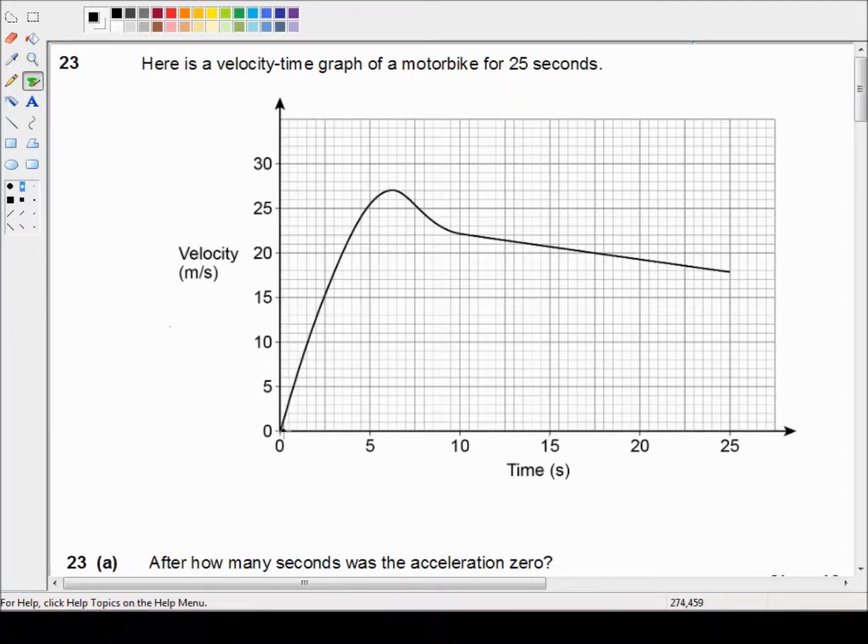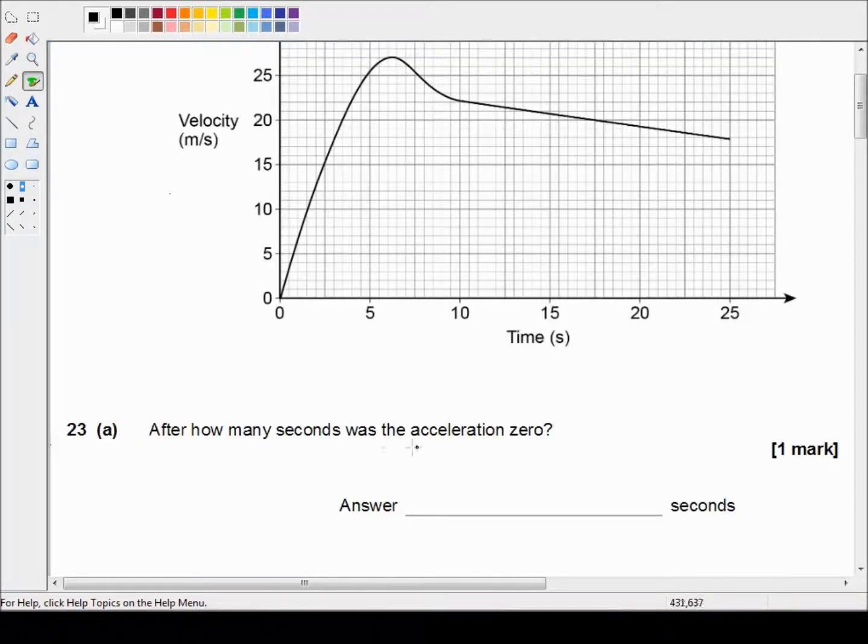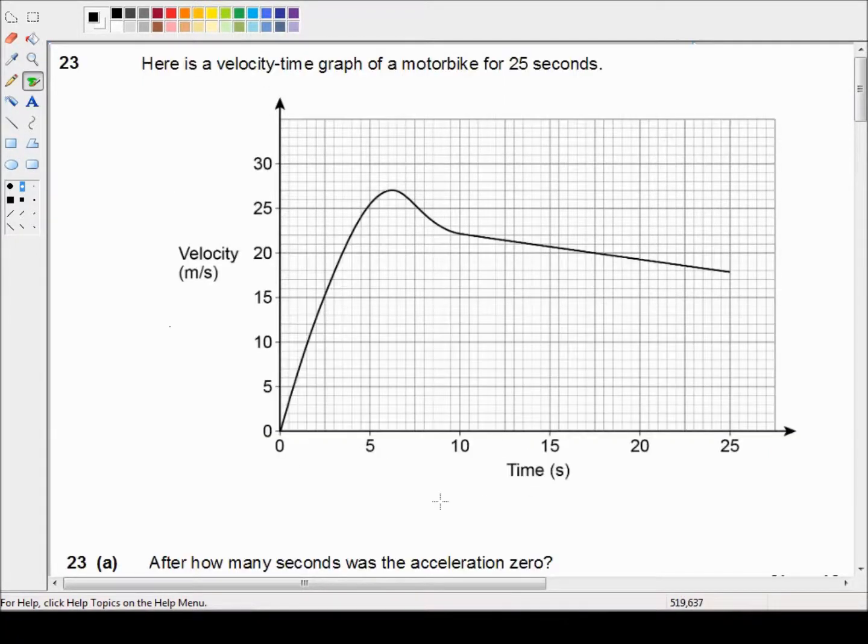Okay, so we've got the velocities getting faster and faster, then it slows down and gets slower and slower. Okay. So after how many seconds was the acceleration 0?